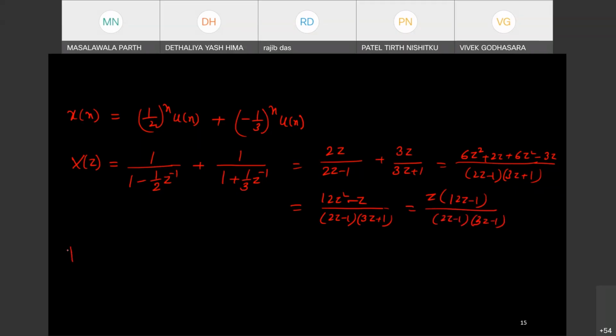Now, what is the ROC? So when this will converge, what is that? Mod z should be more than half. Am I correct? Because right side sequence, it's outside of circle. And this one, when it will converge? Who can tell me?